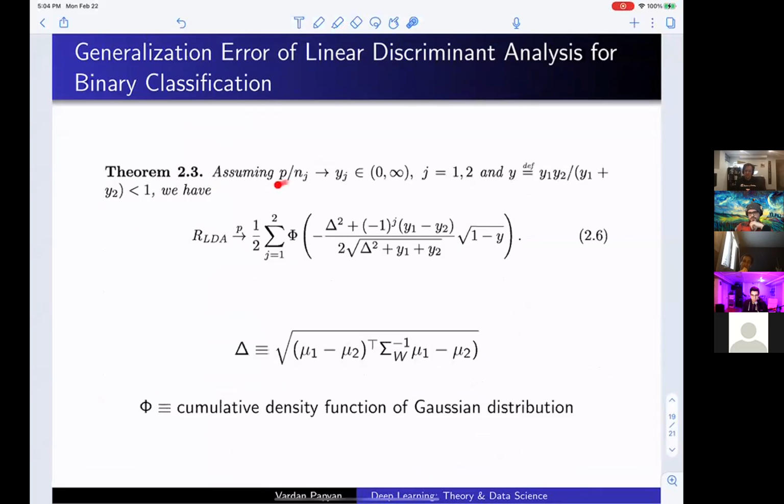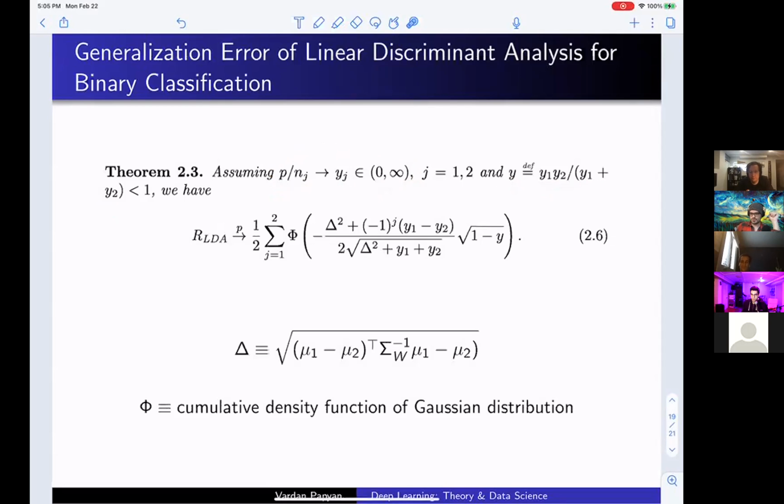Assuming that the ratio of P, the dimension of the data, and J, just the sample size, right? So imagine N_j is like 1,000 and P is 1,000. So the ratio is 1. Assume that this ratio tends to a fixed ratio. This is a very common assumption in modern statistics, in random matrix theory and so on, to those of you who are aware of those fields. And assume that we define y to be y1 multiplied by y2 divided by 1 plus y2.